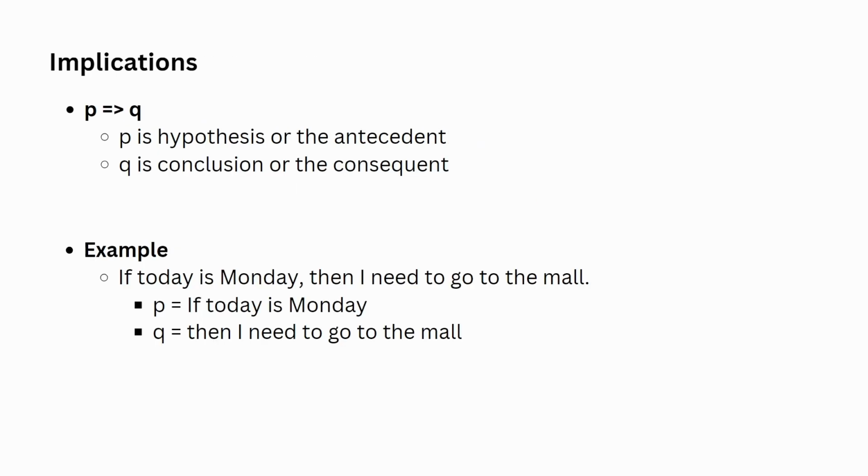Next, let's talk about the implications. So in this implication, P implies Q. P is the hypothesis or the antecedent, and Q is the conclusion or the consequent. Meaning, in this example, if today is Monday, then I need to go to the mall. P will be if today is Monday, and Q will be then I need to go to the mall. P is the hypothesis, and Q is the conclusion of that hypothesis.